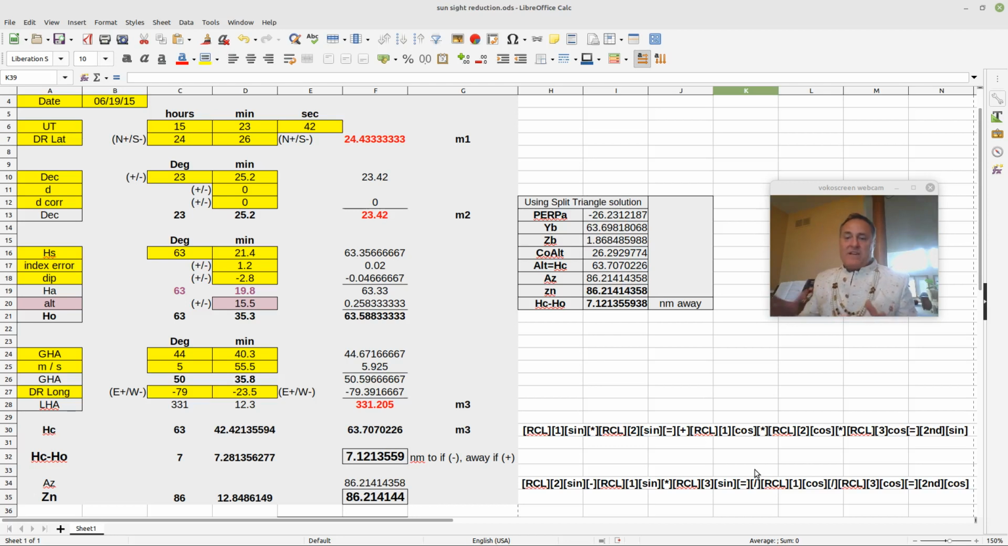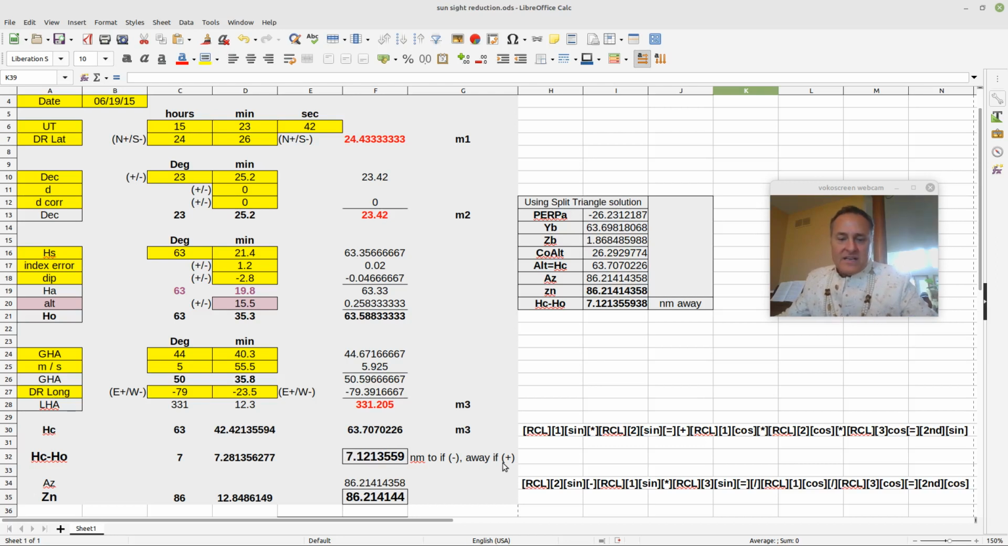But now you've got these two numbers. What do you do with them? You've got HC, 63.7, and you've got the zenith. What you're going to do with HC is subtract from it HO, which is up here, 63.5, and you come up with 7.12 nautical miles.